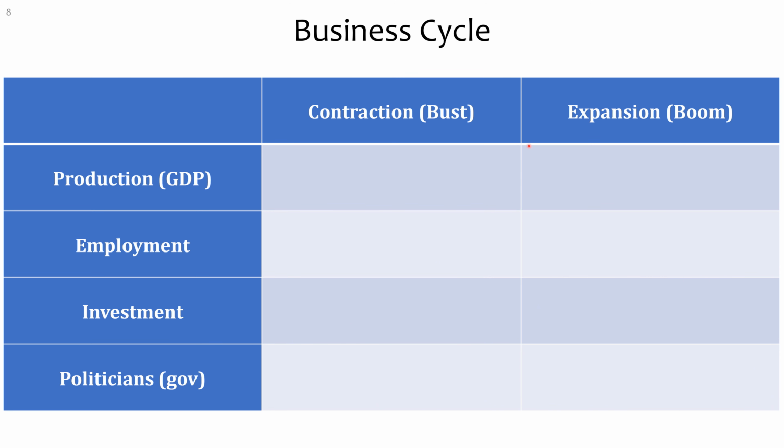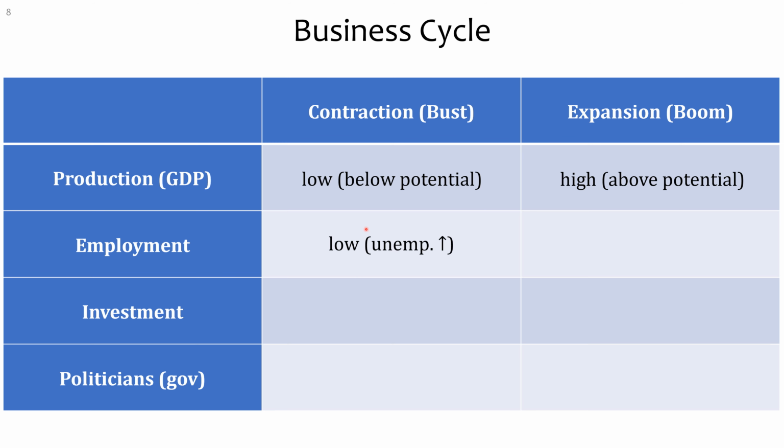Let's compare a contraction with an expansion. The determining factor in business cycle is GDP. If you're in a contraction, the GDP is low and below potential. If you're in expansion, it's high. Can you guess what's going to be the employment level during a contraction? If you're not making much goods and services, well, we have low level of employment, which means high unemployment. Otherwise, we're going to have high employment, which is called full employment or overemployment. And that explains how you can be above potential by overtime.